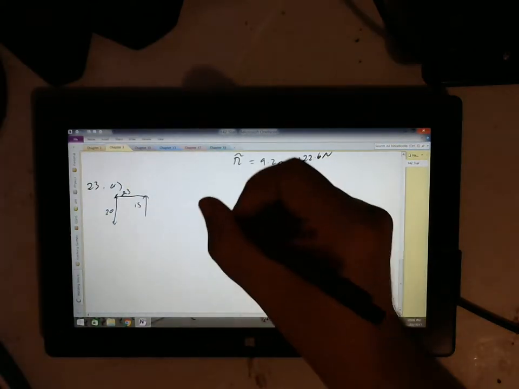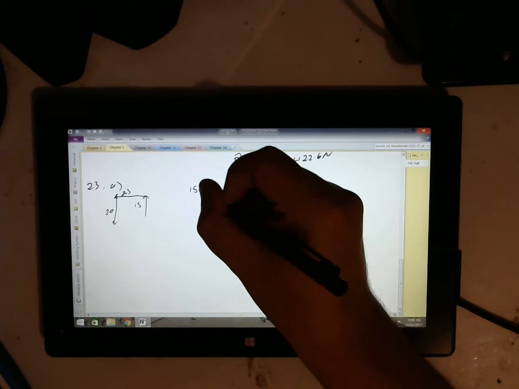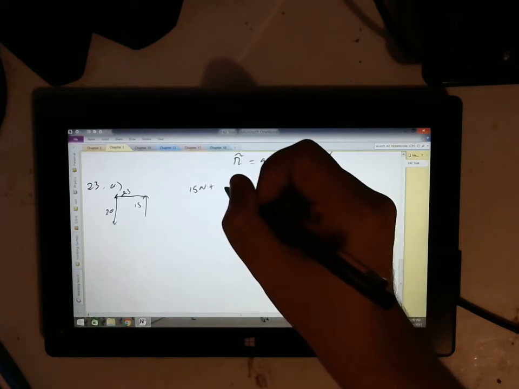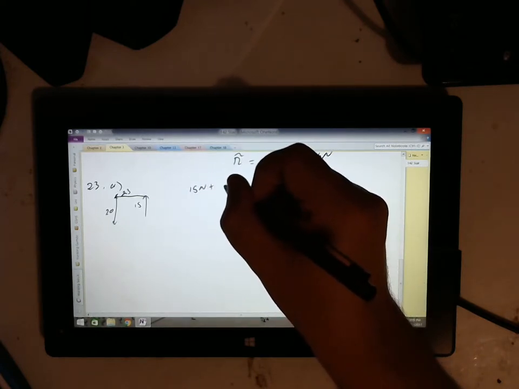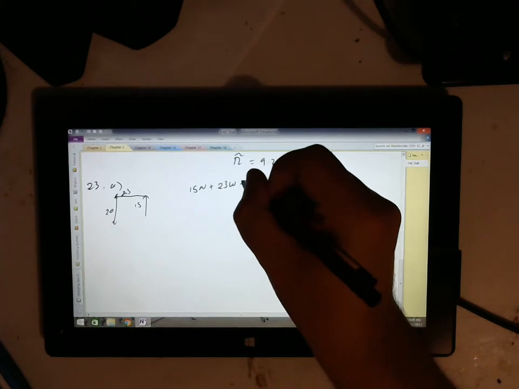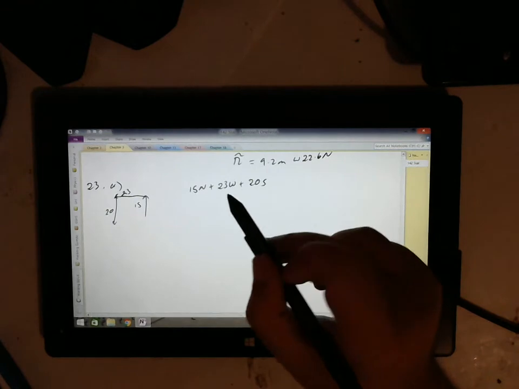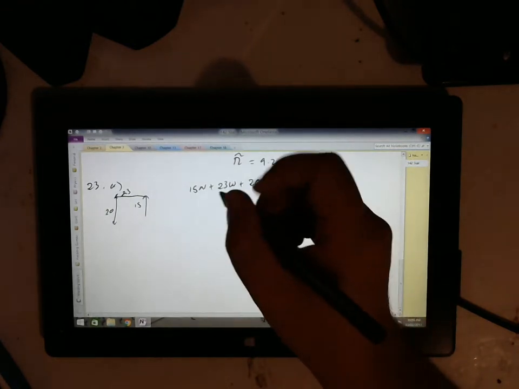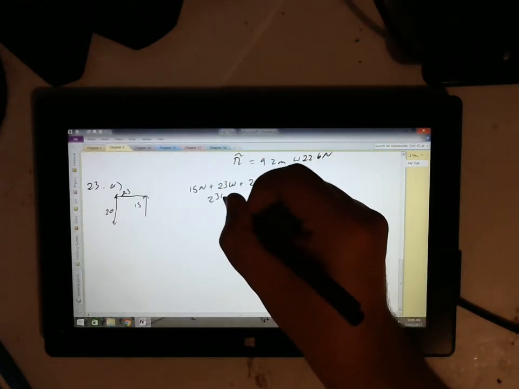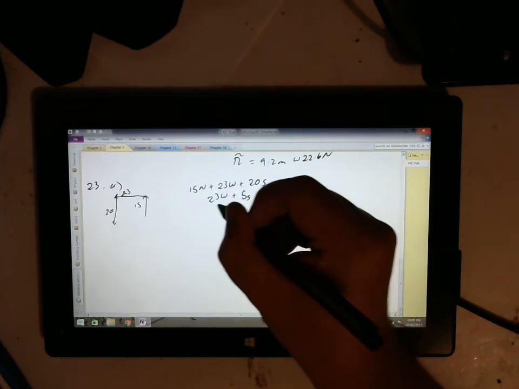Okay. Now let's write that as a sum: 15 north plus 23 west. I know I've skipped the units, but they're all the same unit, so just add it in at the end. Was 20 south. So south and north are going to be opposite of each other. We're going to end up with 23 west plus 5 south.